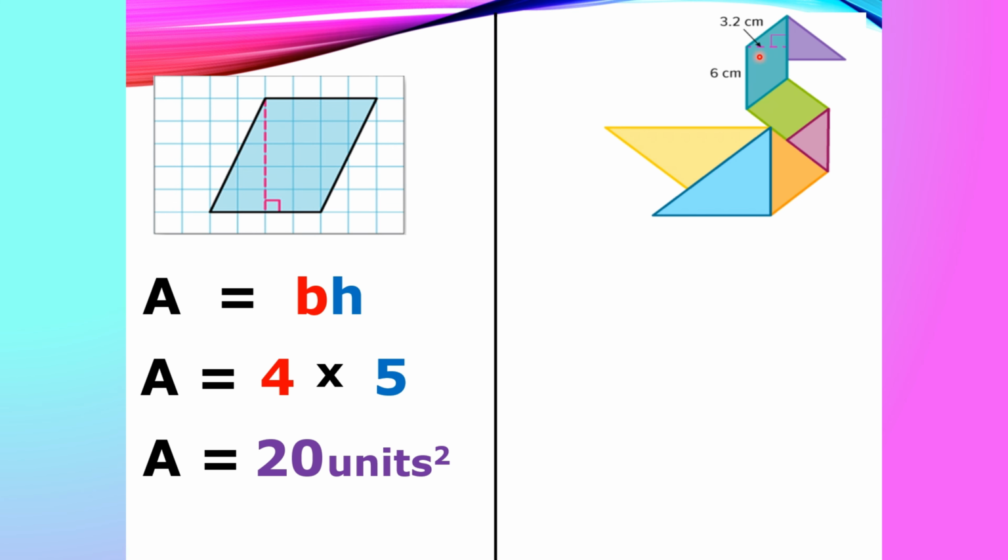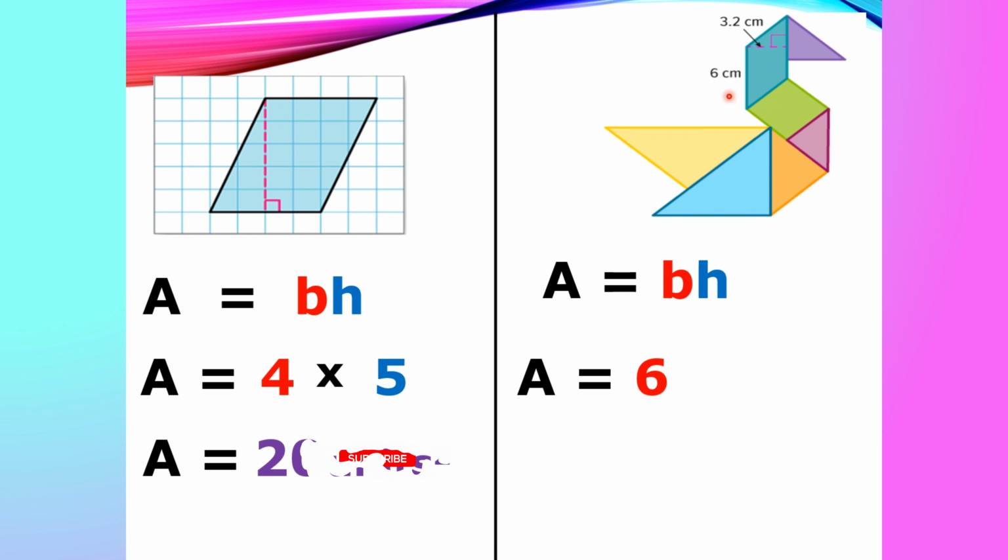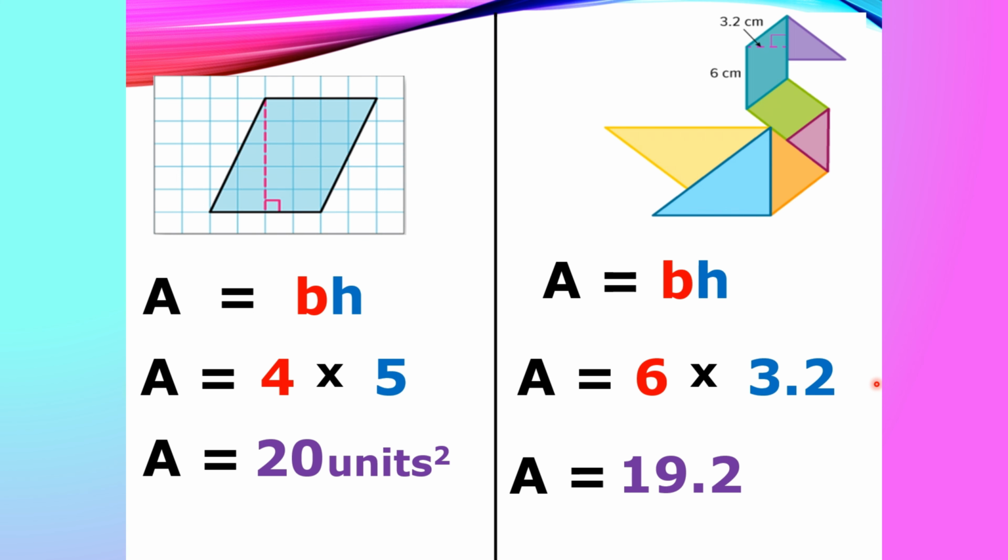Here we need to find the area of this particular parallelogram. Again, using the formula base times height. The base is 6 centimeters and the height, the slant height, is 3.2 centimeters. So multiply 6 and 3.2. 6 times 3.2 gives us 19.2. And the unit is centimeters squared.